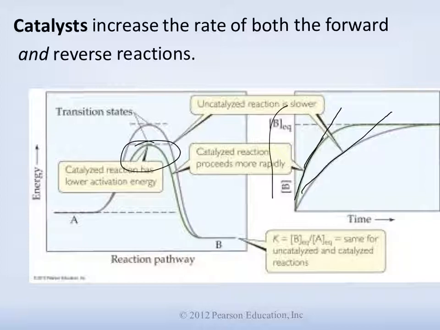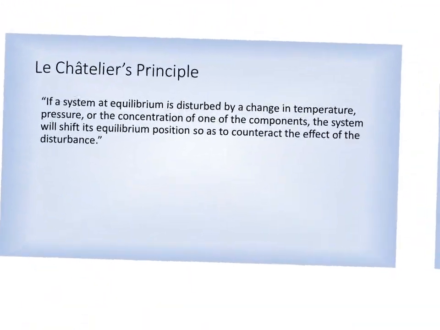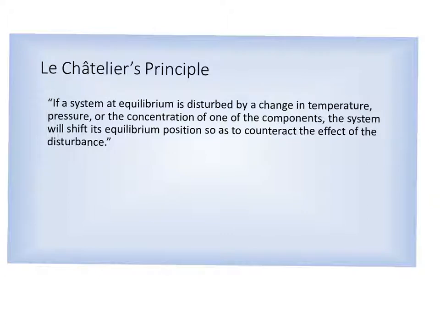Okay, so going back to Le Chatelier's statement: if a system in equilibrium is disturbed by a change in temperature, pressure, or concentration of one of the components, the system will shift its equilibrium position so as to counteract the effect of the disturbance.